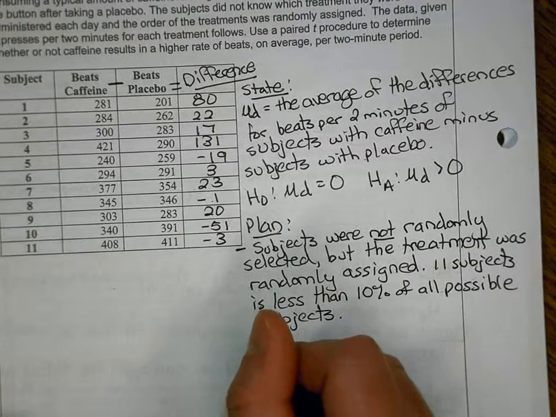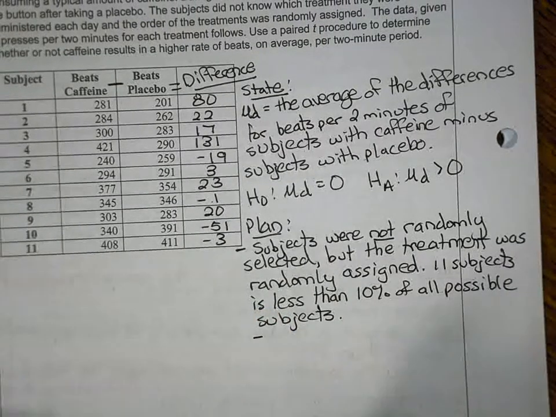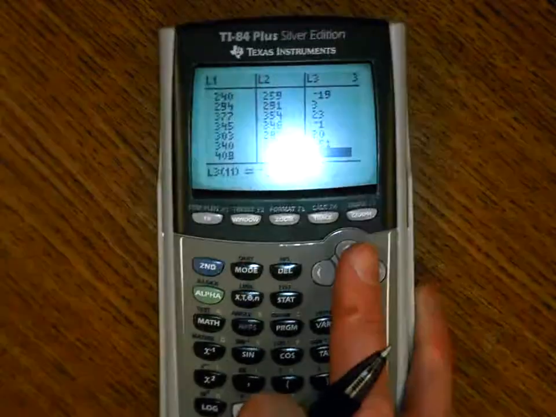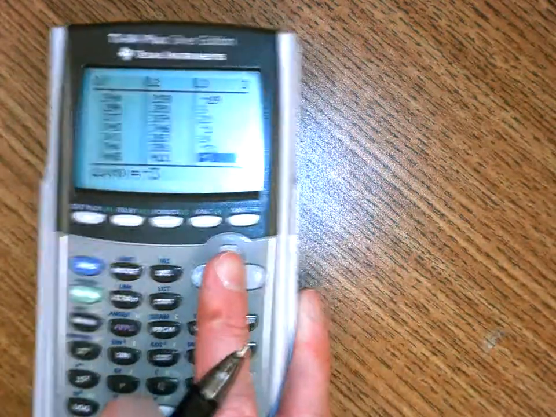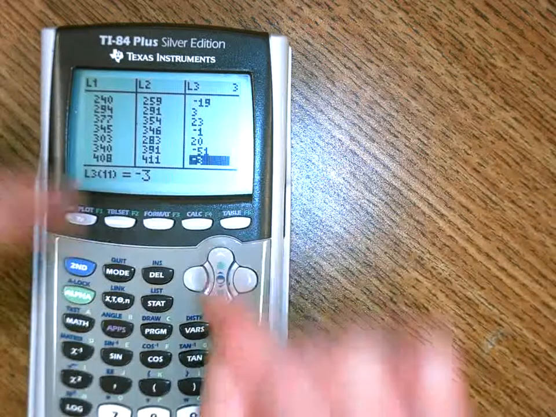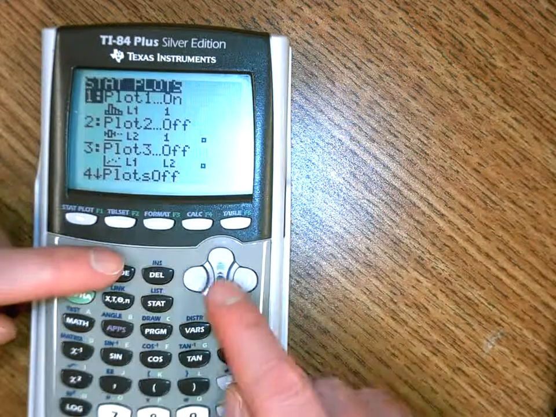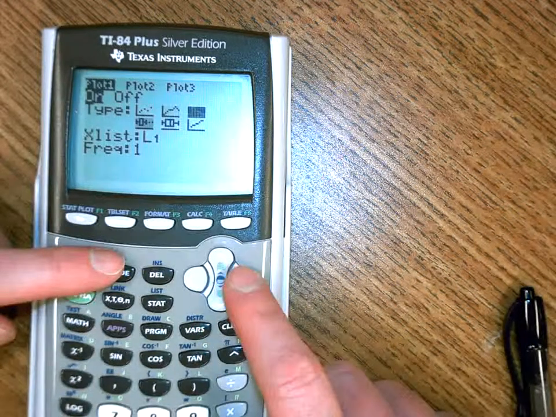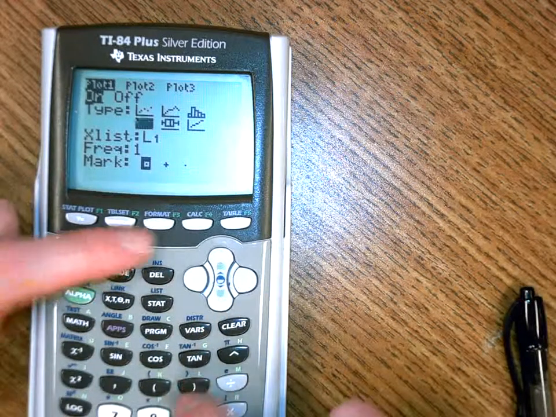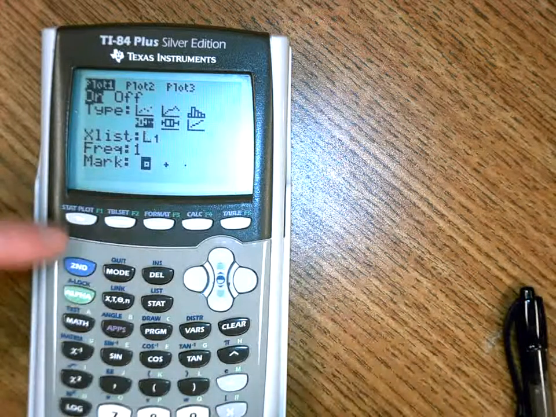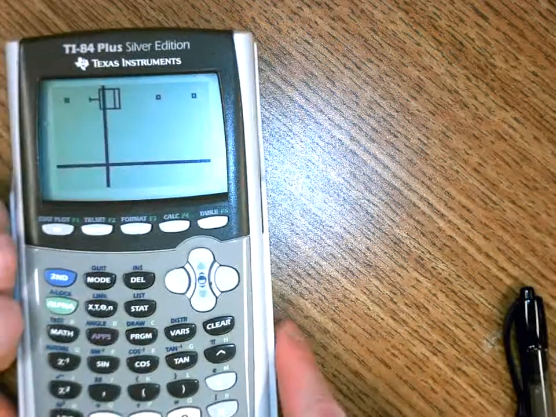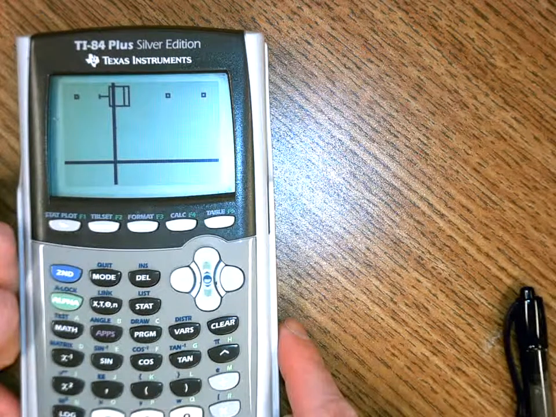Now since there are only 11, I've got to see how skewed my data are. So I'm going to go to my L3, and I'll start with the histogram. I know some of you like box plots. Let's actually start with the box plot. Since there's less than 15, I want to make sure there's no outliers. And I'm going to zoom 9. Oops, changed my list, L3. Zoom 9. And there are outliers. Gee. But there's outliers on both sides.